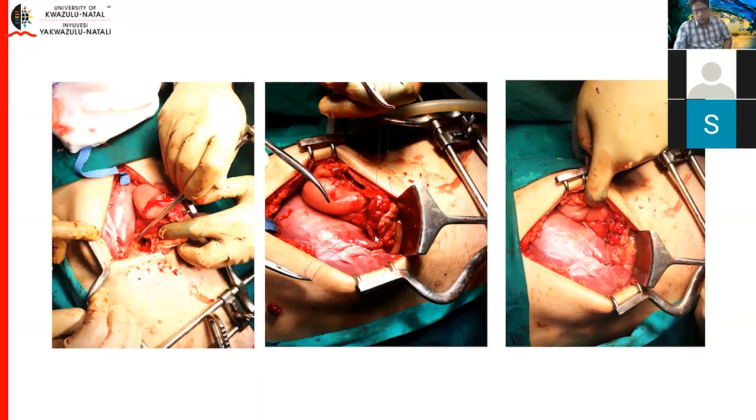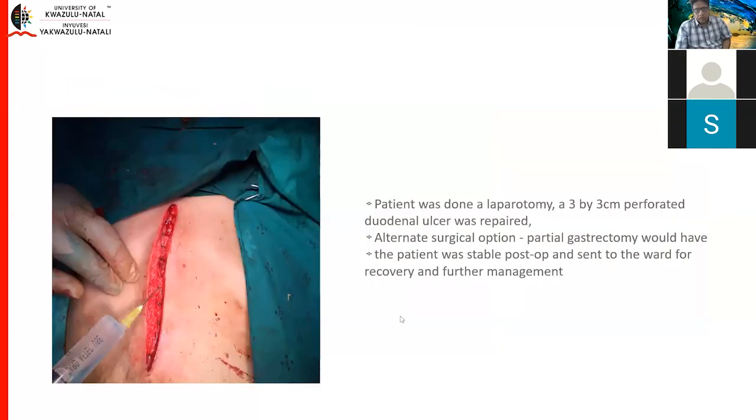What is done here, the omentum is used to plug the ulcer, and sutures are taken from either side of the ulcer, and the knot is tied down over the omentum. There's the knot there. The omentum is used to plug the perforation, and the sutures keep the omentum in place and prevent it from slipping. This was the patient who did very well.